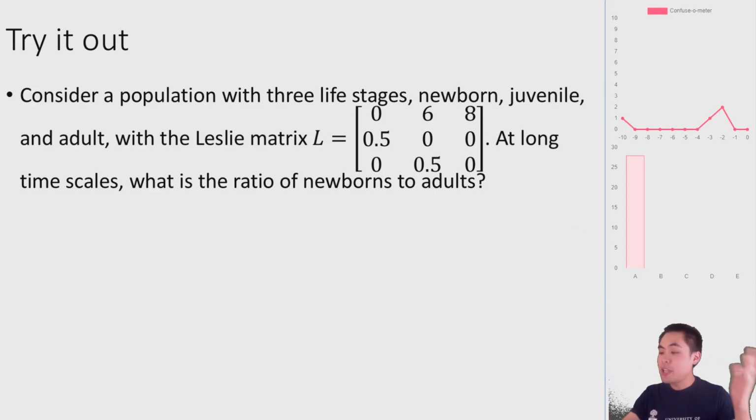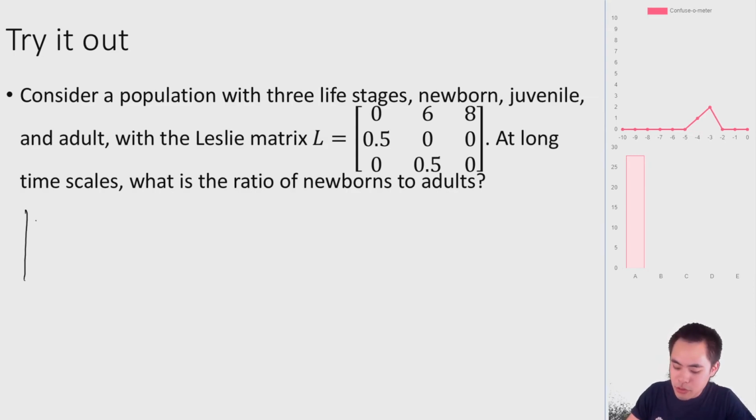If we had a 3 by 3 Leslie matrix, which I haven't given you, but you should be familiar with them, we have 3 different life stages: newborns, juveniles, and adults. We don't know what it starts out with, but at long time scales, you can assume that the ratio corresponds to the top eigenvector, because the growth rate is dominated by the biggest eigenvalue, since that is the biggest thing before the exponent.